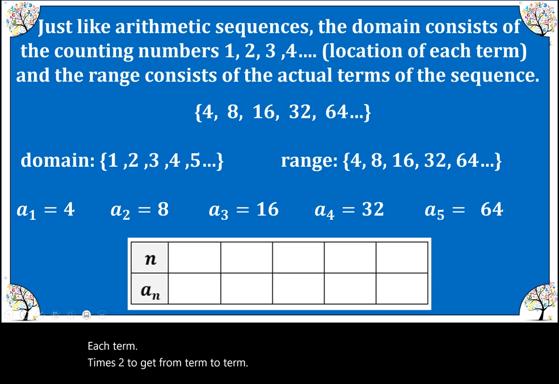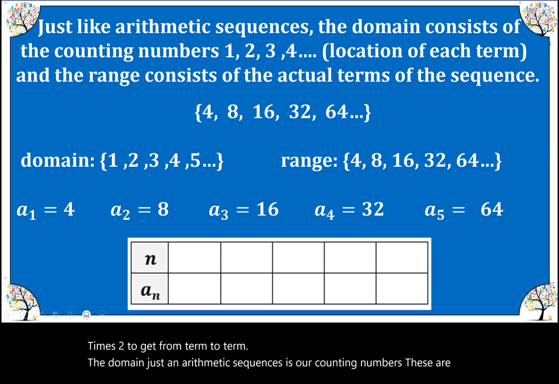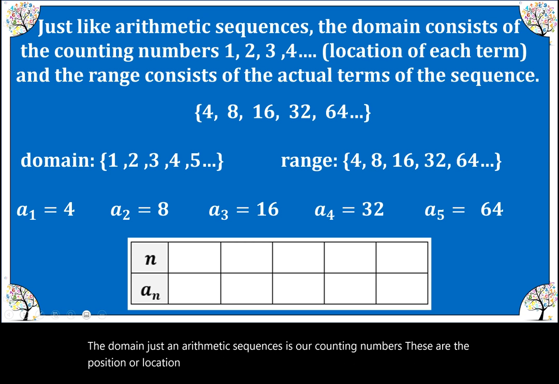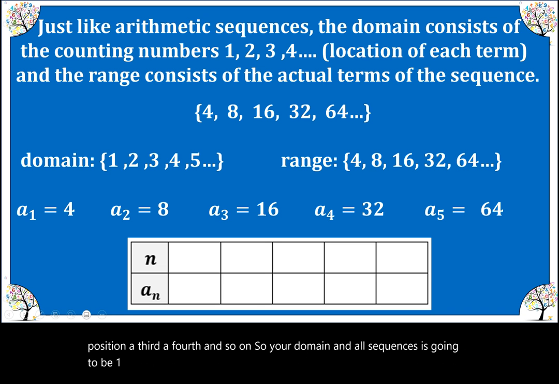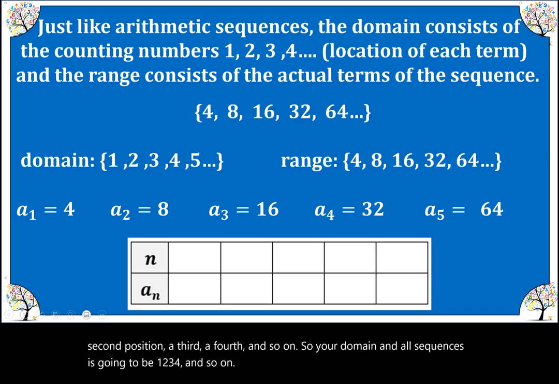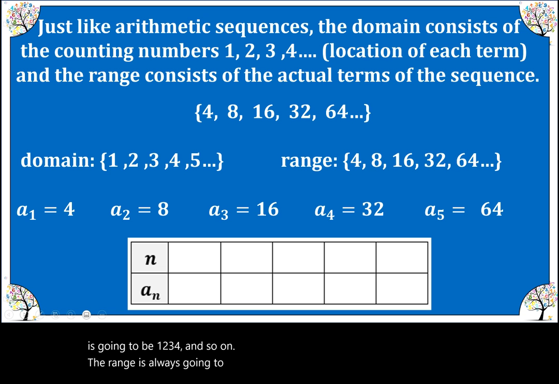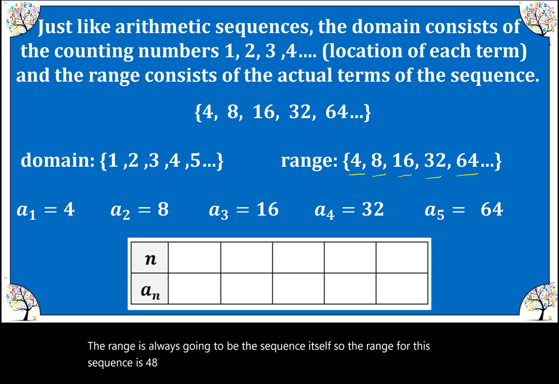The domain, just like in arithmetic sequences, is our counting numbers. These are the position or location numbers of each term. So you have a first position, a second position, a third, a fourth, and so on. So your domain in all sequences is going to be 1, 2, 3, 4, and so on. The range is always going to be the sequence itself. So the range for this sequence is 4, 8, 16, 32, 64.